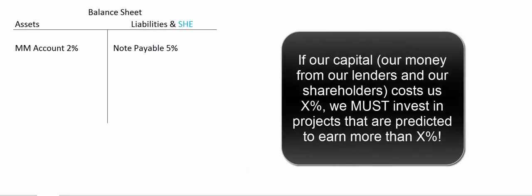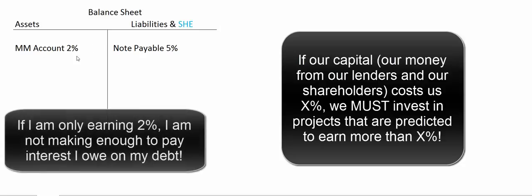Let's see if we can make this a super short, super simple example of calculating the weighted average cost of capital for a corporation. Big picture, the concept is it would make no sense for me to borrow money at 5%, go down to the bank and stick it in a money market account for 2%, and consider that my business model. I can't invest in assets over here that don't earn at least what my money costs me on the right-hand side of the balance sheet.